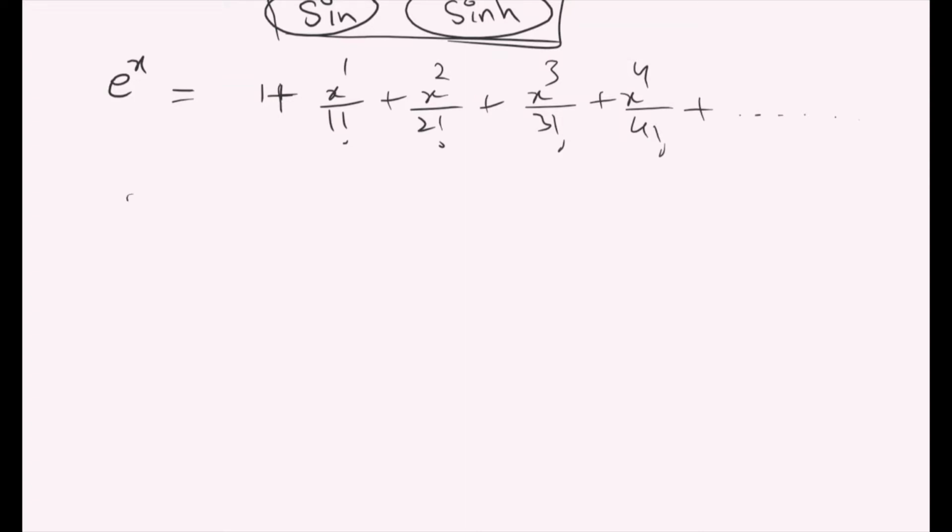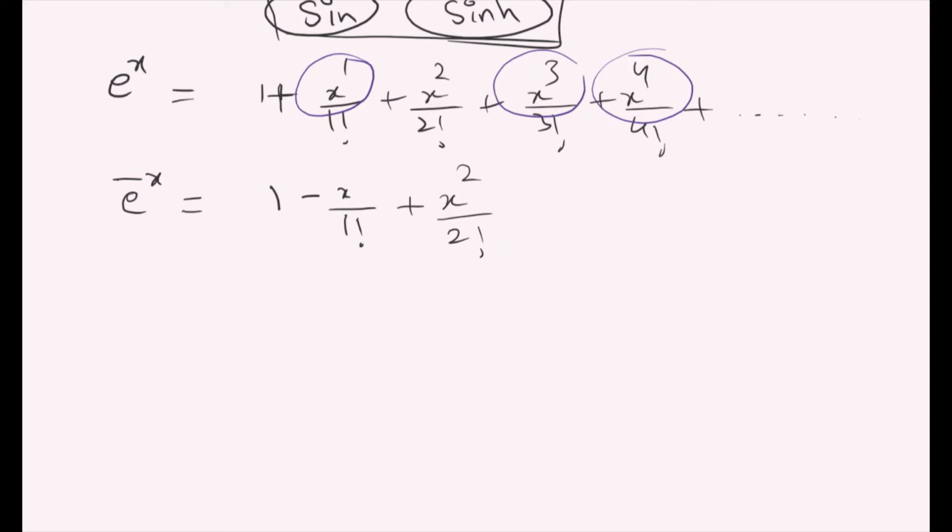If I substitute minus x in the place of x, e power minus x equals 1 minus x by 1 factorial. The odd powers become negative: 1 minus x by 1 factorial plus x square by 2 factorial minus x cube by 3 factorial plus x power 4 by 4 factorial minus till infinity. So these two are the expansions of e power x and e power minus x.